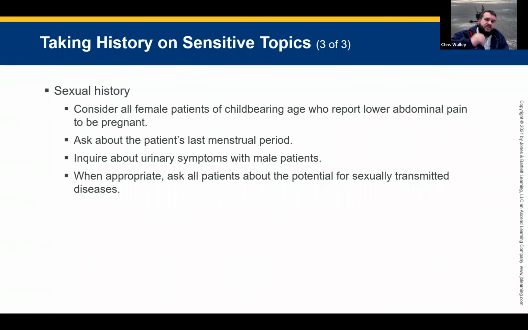But that helps us potentially gauge how long it's been since the last cycle and whether they are pregnant now at this point. So that's something we need to know about. Inquire about urinary symptoms with male patients. It's more common for females to get UTIs, but again, males can. And they can also get kidney stones. That is something else we want to know about.